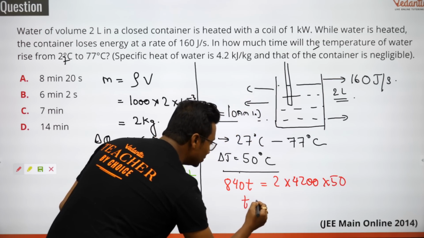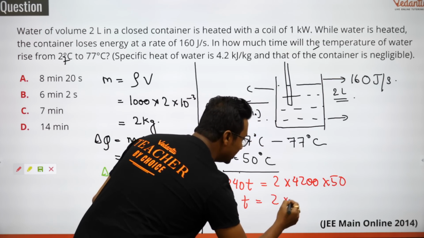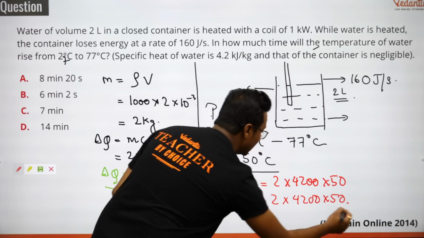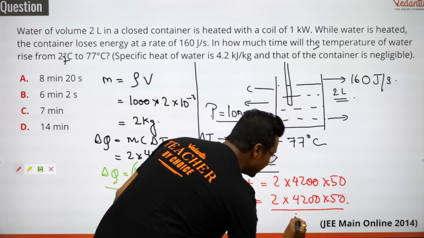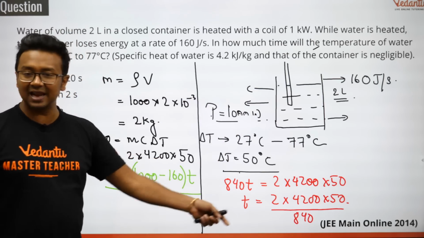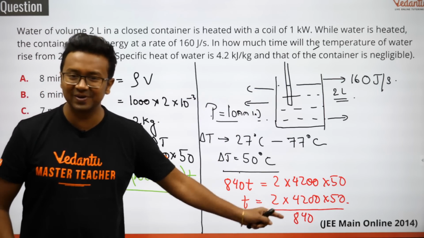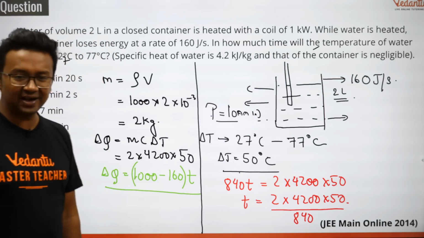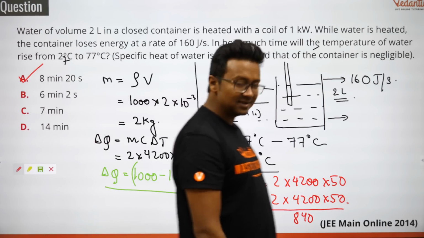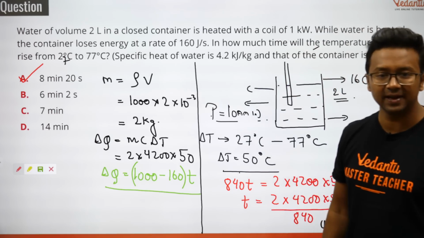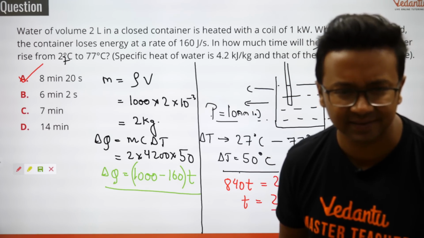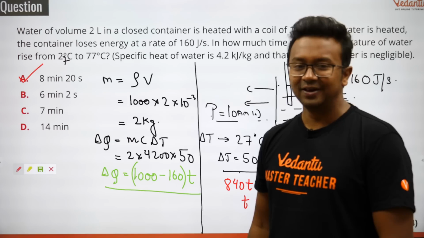Students, if you solve it, 2 into 4200 into 50 divided by 840, you are going to get the answer. The calculation part I'm going to leave to you. It's not a very difficult calculation, and you will get option A as the right answer. Fine. Did you all understand? Sir, can you please repeat? Will you repeat again?